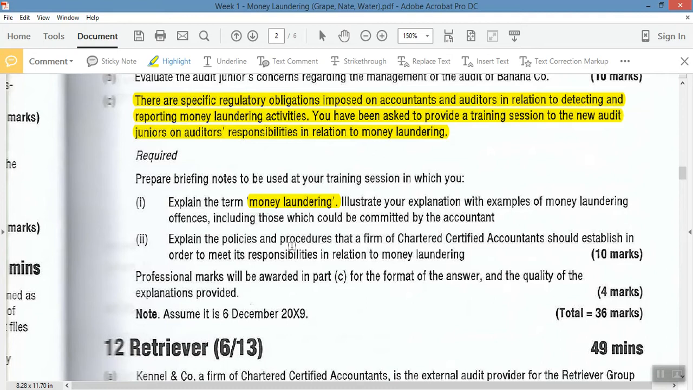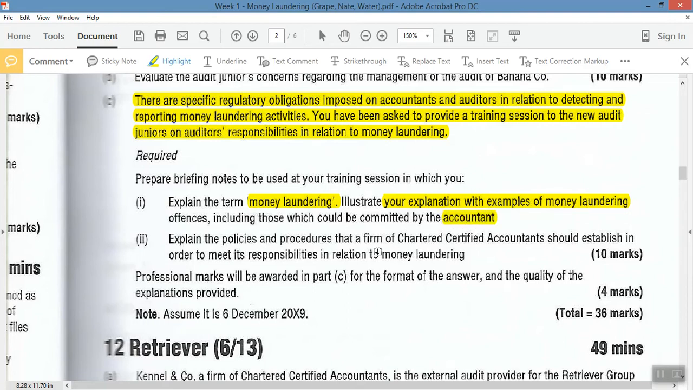For your level, the definition is only worth 1 mark. If you write a lot, you can also get a maximum of 1 mark only. And the second one, they ask you to illustrate your explanation with examples of money laundering offenses, including those that could be committed by the accountant. What do I mean by examples of money laundering? Can you write drug trafficking, gold smuggling, something like that? Yes, you can. By accountant, I mean by management, someone from the company.